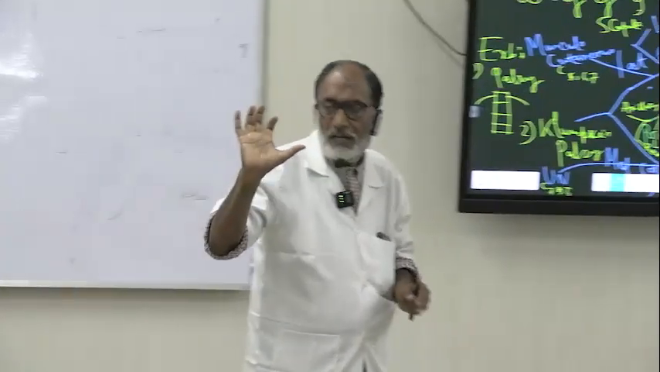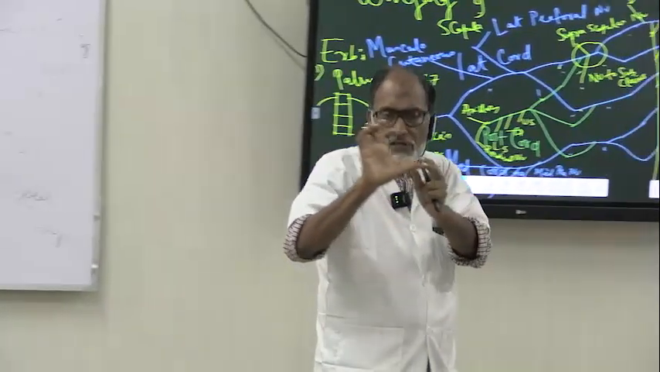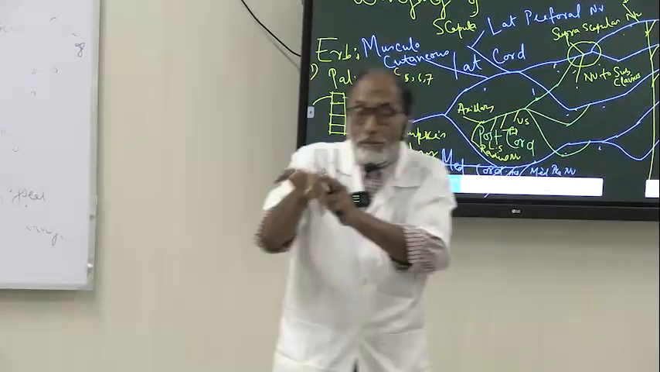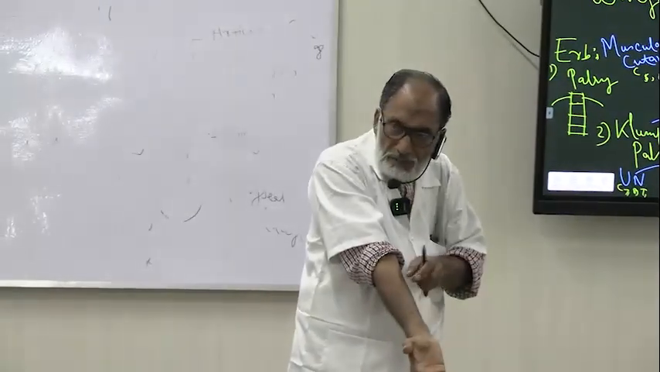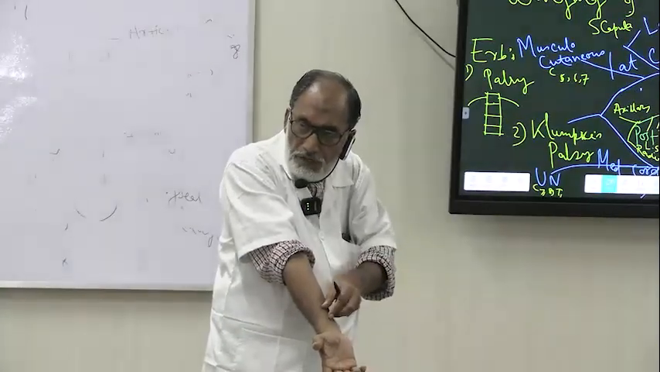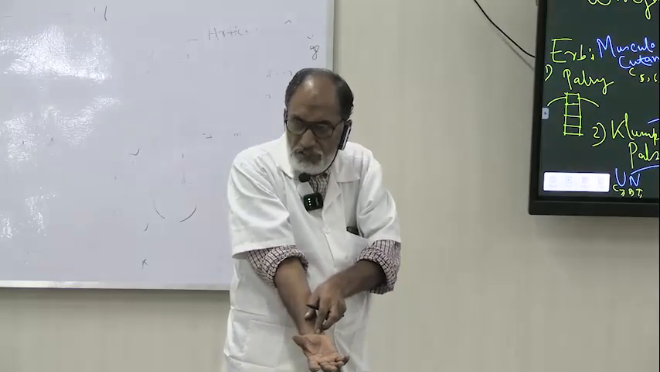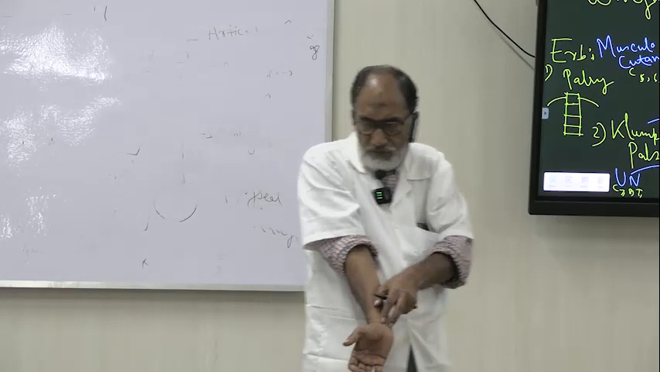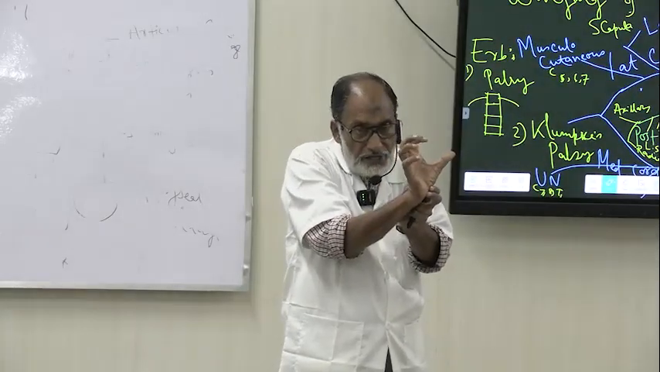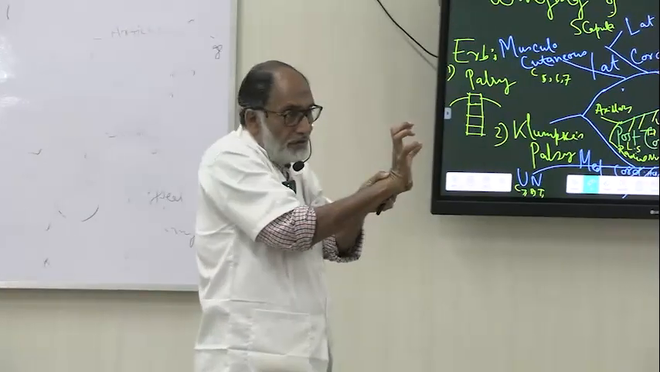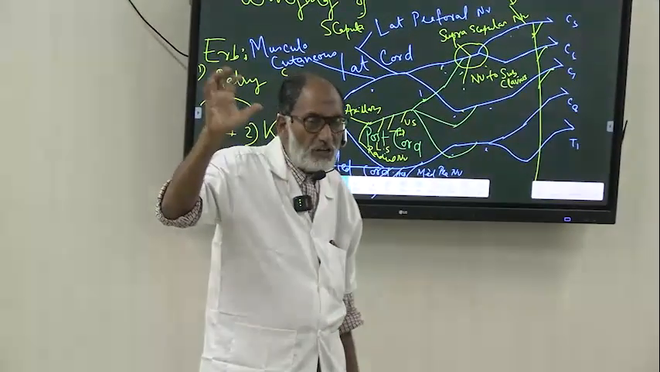hyperflexed. So it will be like this: the lateral four fingers will be like this. Also the wrist joint: the long flexors supplied by the median nerve cause flexion of the wrist, and that is also injured to some extent, so there will be hyperextension of the wrist joint. So the wrist joint will be somewhat extended plus this. This is called a clawing or claw hand, claw hand.